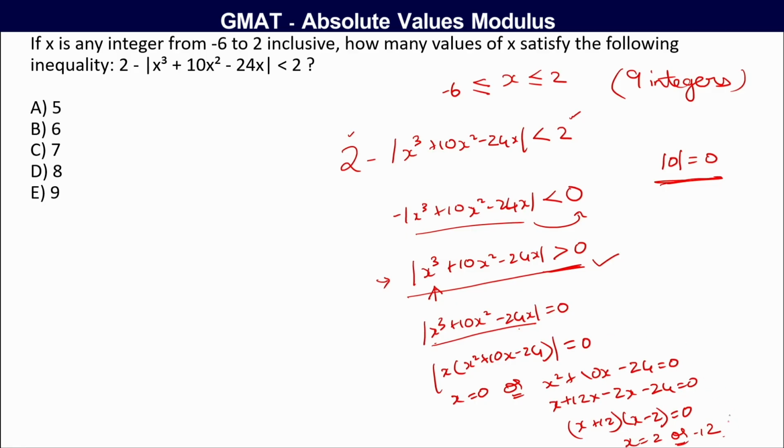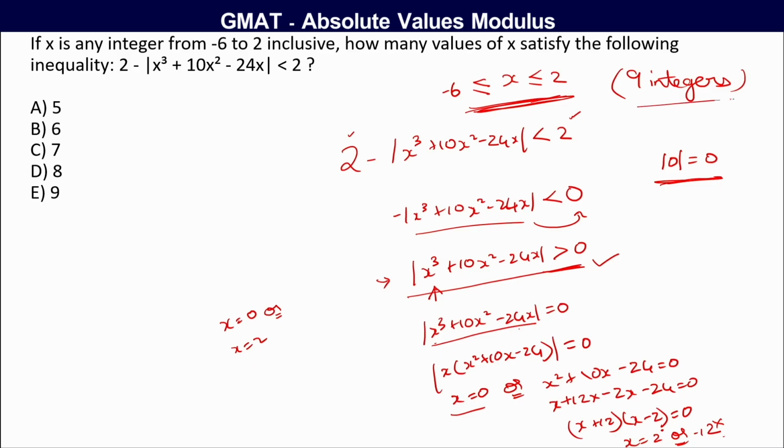So minus 12 is not in our range, the range is only from minus 6 to 2, okay. So you can cancel that out, but 2 is inside our range, because the inequality says equal to also 2. So when x is equal to 0 or x is equal to 2, 0 is also inside the range, minus 6 to 2, we have 0 inside the range, or x is equal to 2, this equation will not hold.